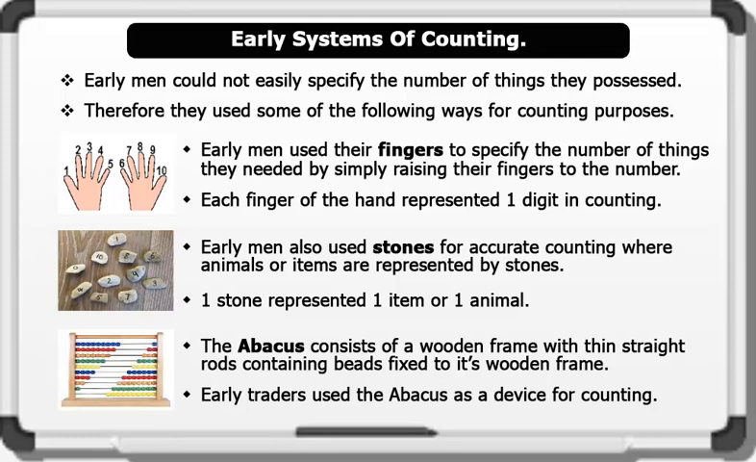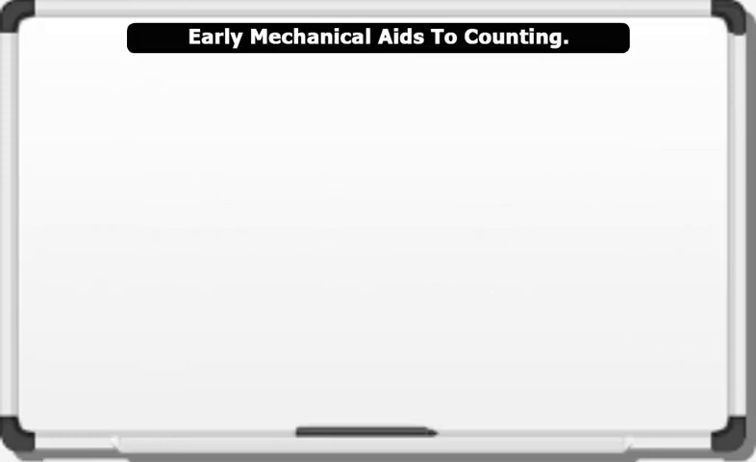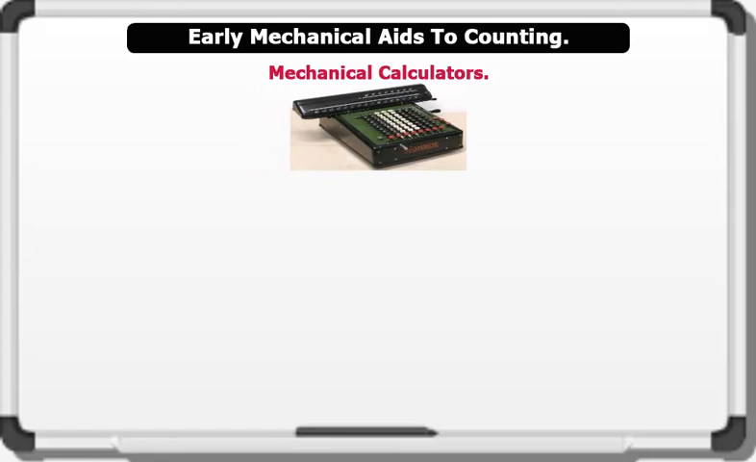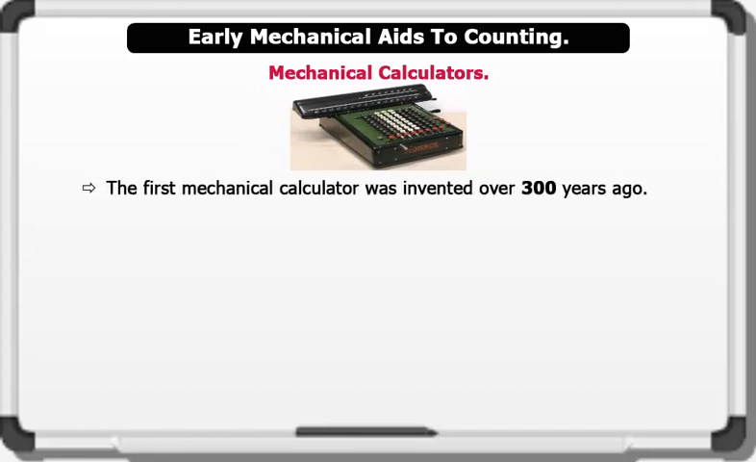Now, let's see the early mechanical aids to counting. Early men invented some machines that aided them in counting. They include 1. Mechanical calculators. Below is a mechanical calculator. The first mechanical calculator was invented over 300 years ago. These calculators were still in use up until the 1970s.